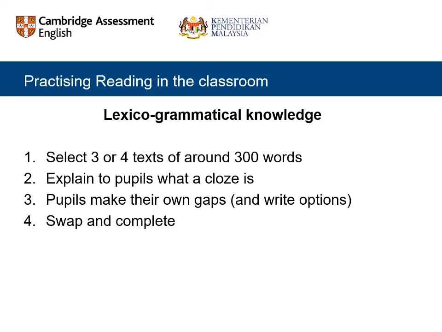Next, explain what a cloze text is and that they will find it in Part 2 of the exam. You could even give them a sample one to try. Then, pupils make 5 to 10 deletions to create gaps in their text. If they have time, they could also write a series of options to go with each gap. Finally, they swap with other pairs with a different text and try to complete the cloze. Once they have finished, pupils can get together with the other pairs and check their answers.